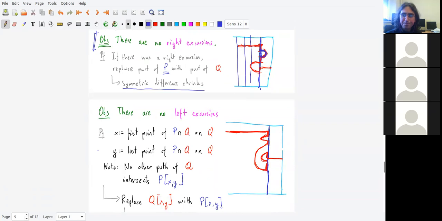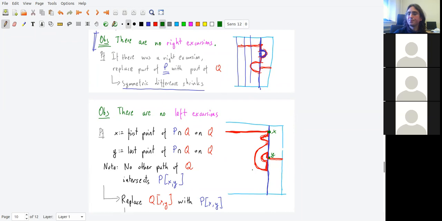I already know that there are no right excursions, so I only have excursions to the left. And I need to arrive at a contradiction again. So let's say I have the first intersection point between the red path and the blue path, we call it X, and the last one, call it Y.